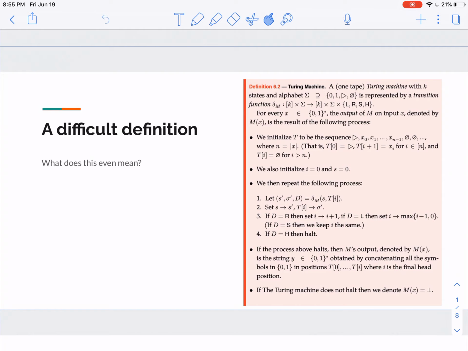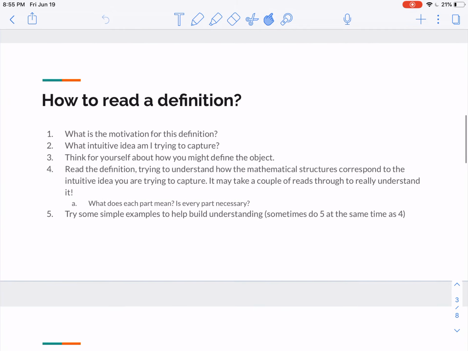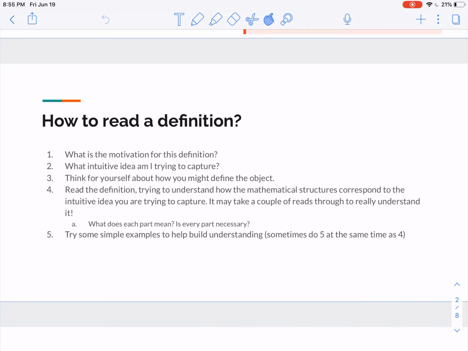So we're going to first talk about one, how should you go through a definition? And then two, we'll do that for this definition. Great. So first, how to read a definition. Whenever you see a definition, and definitions are like the fundamental building block of mathematics, understanding definitions is even more important than understanding theorems, which is even more important than understanding the proof of the theorem. So definitions are supposed to capture ideas, right?